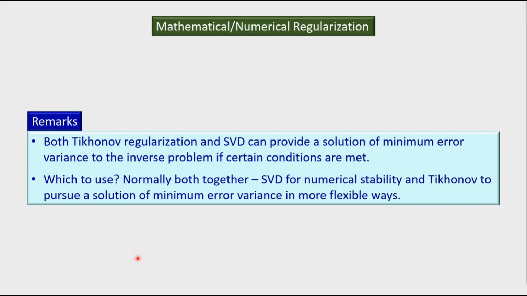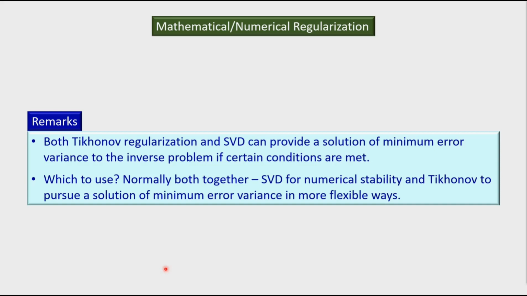Under certain conditions, different conditions, both Tikhonov regularization and singular value decomposition, called SVD for short, can provide a unique solution to an ill-posed inverse problem which is of minimized error variance. Singular value decomposition can also guarantee unequivocal numerical stability in achieving a solution to that inverse problem, which is why we should always use it.